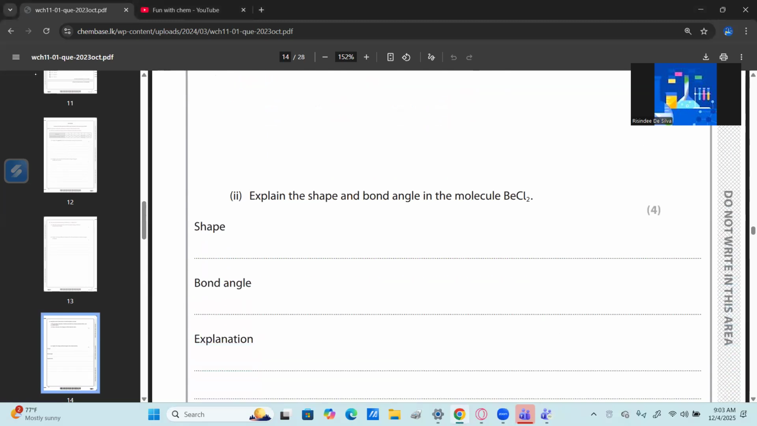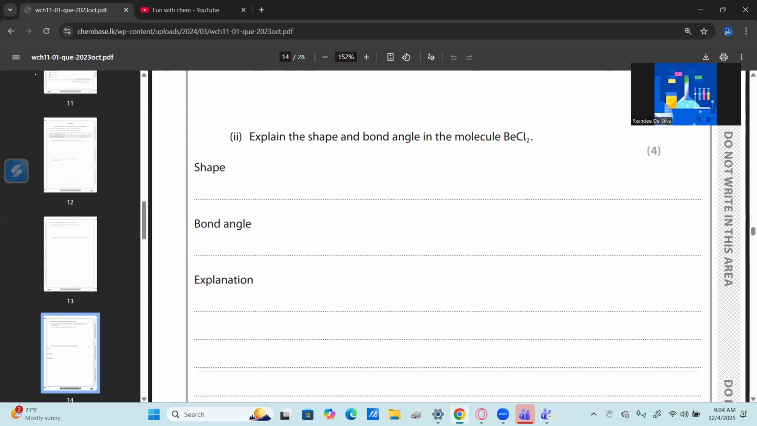Explain the shape. So I said it's linear, bond angle is 180. Explanation, 2 bond pairs, 0 lone pairs. They form the linear shape to minimize the repulsion between the electron pairs.